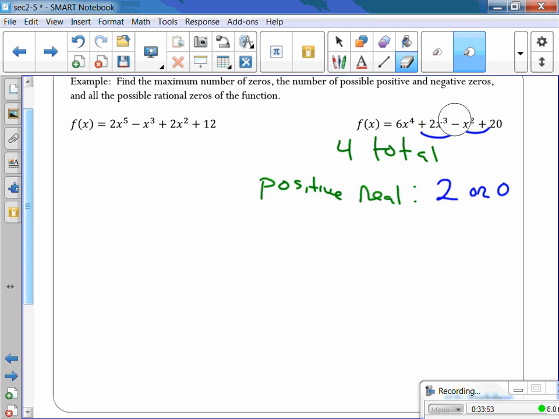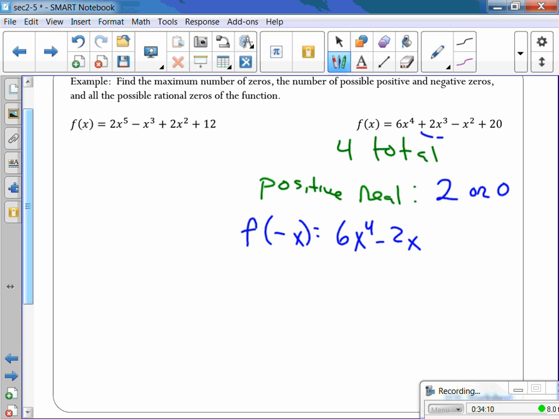First, you have to make sure you rewrite your f of x as f of negative x. And again, the sign is going to change if it's an odd exponent. It's going to remain the same if it's even. In this case, we can see 2 sign changes, as you guys told me. I'm either going to have 2 or 0 negative real zeros.